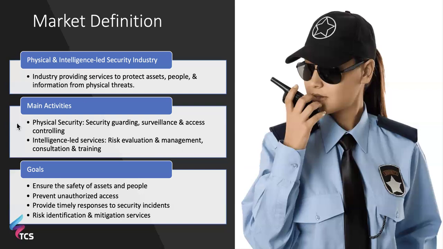So what type of main activities are carried out by these players within this market? Those players are focused on, as I mentioned earlier, physical security and the provision of intelligence-led security services. So under physical security services, they are providing security guarding services. They are conducting surveillance on behalf of clients, and they are handling access controls, so various different types of access controls within client premises.